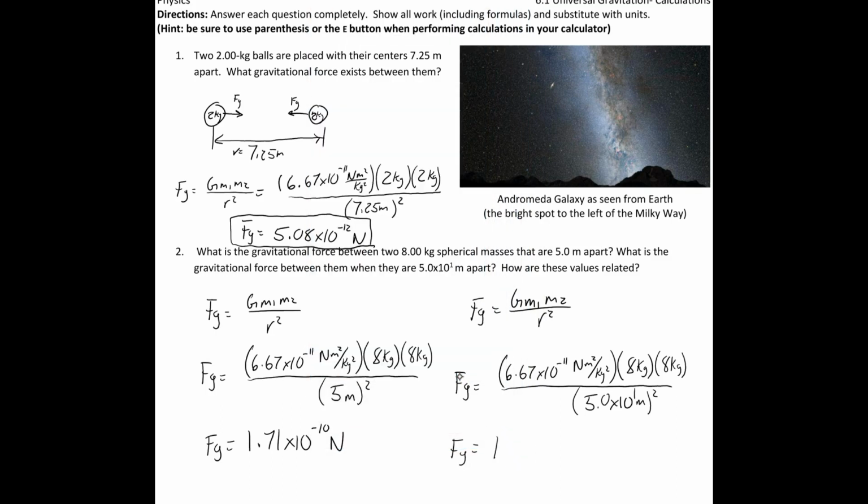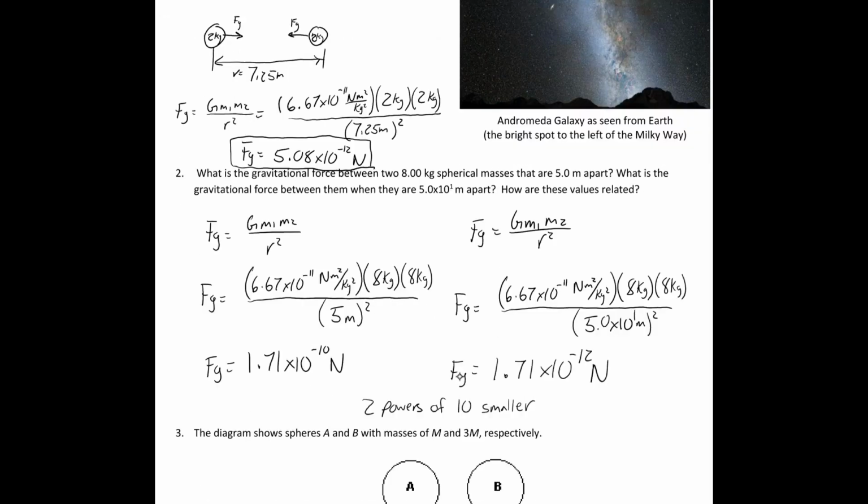So you get 1.71 times 10 to the negative 12 newtons. Okay, so you could say 2 powers of 10 smaller. If you increase the radius by a power of 10, the force gets 2 powers of 10 smaller.